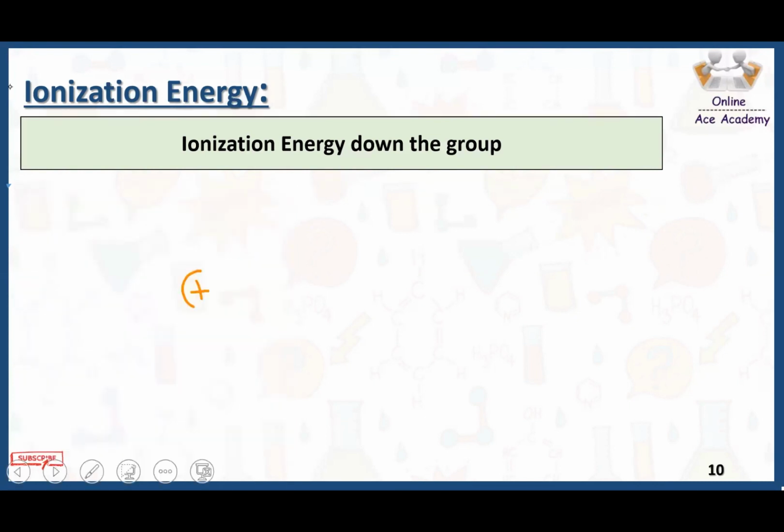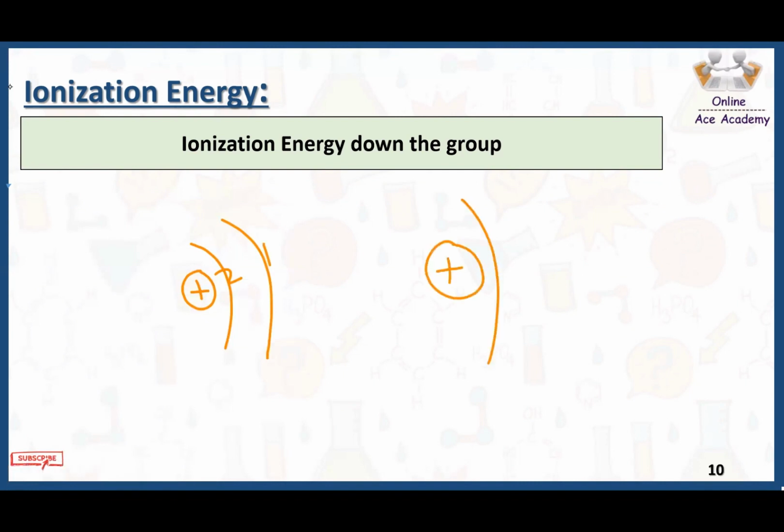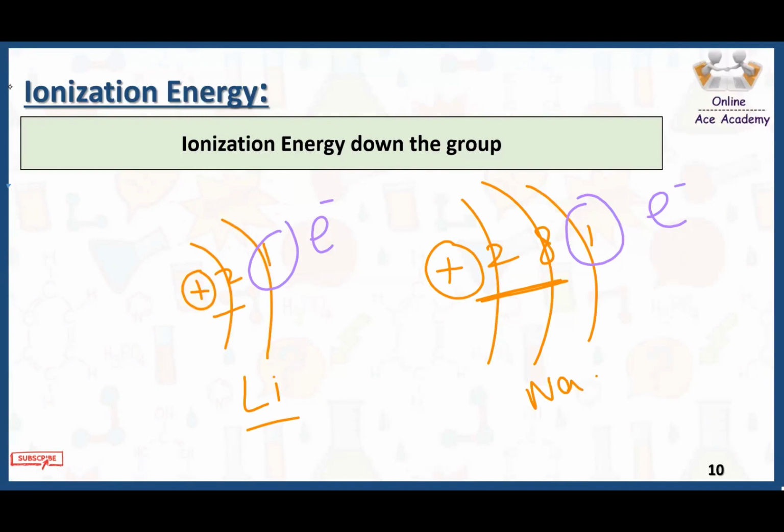Here, if we consider lithium, we have two electrons in the first shell and only one in the outer shell. And if we consider sodium, here we have 2, 8 and 1 electron. Now, the shielding effect is also greater in sodium as we move down the group as compared to lithium. Moreover, the atomic radius is also greater as compared to the atomic radius of lithium. So that is why the ionization energy of sodium is less as compared to the ionization energy of lithium. As we move down the group, the ionization energy decreases.